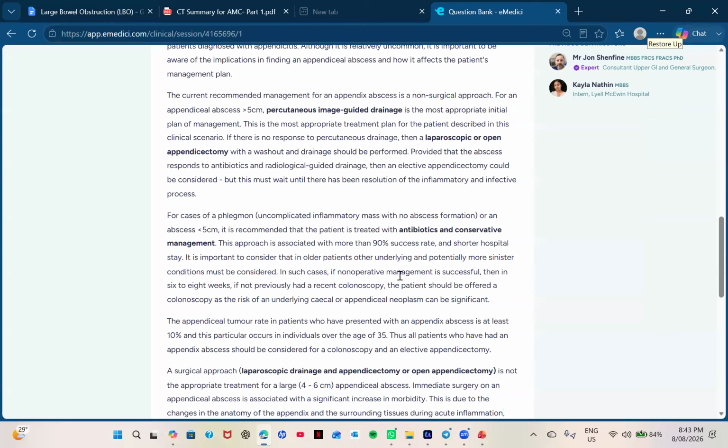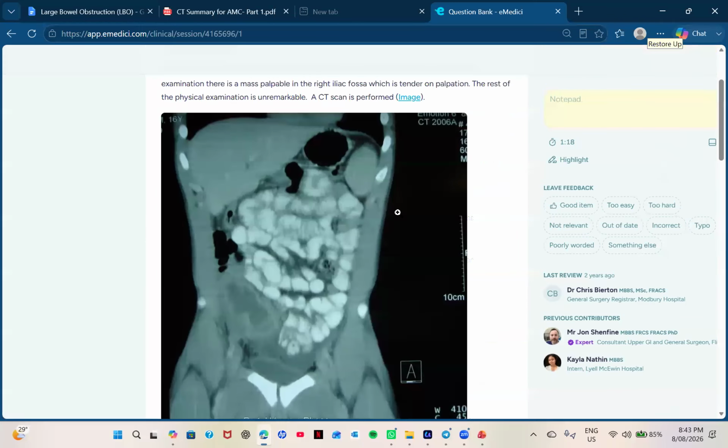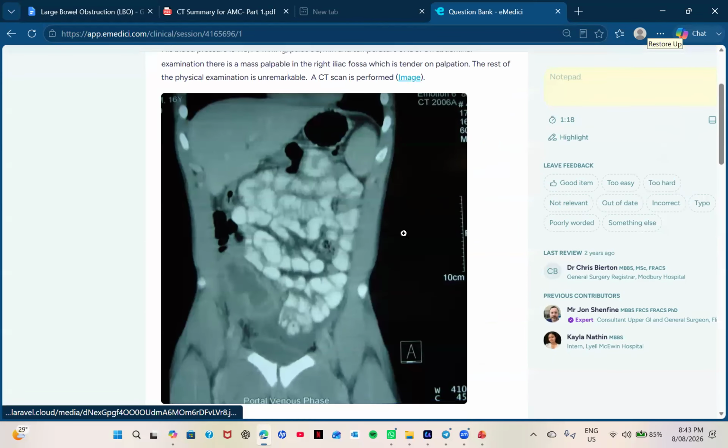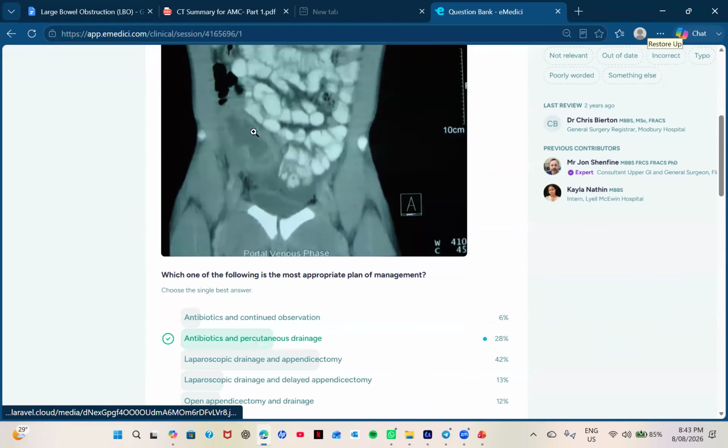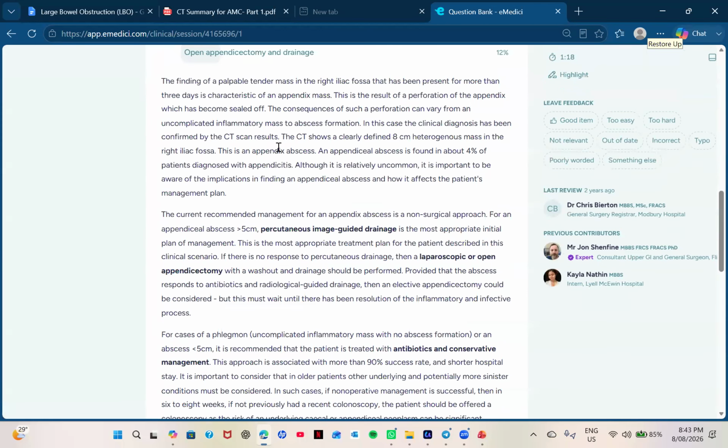Current recommended management for an appendiceal abscess is a non-surgical approach. For an appendiceal abscess of more than 5 centimeter, percutaneous drainage is the most appropriate initial plan of management. It is the most important treatment plan for the patient described in this clinical scenario. It's around 8 centimeter here. You can see they have given the mark here, 10 centimeter, and here 8 centimeter. Doctors, just read this, okay? Just give me 1 minute. Hello?